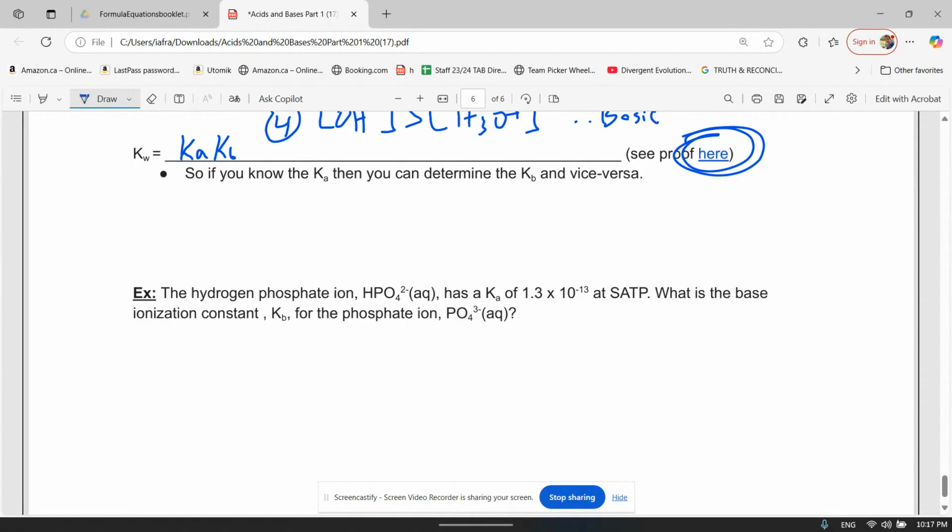So the hydrogen phosphate ion, HPO4 2-, has a Ka of 1.3 times 10 to the negative 13 at SATP. What is the base ionization constant, Kb, for the phosphate ion?